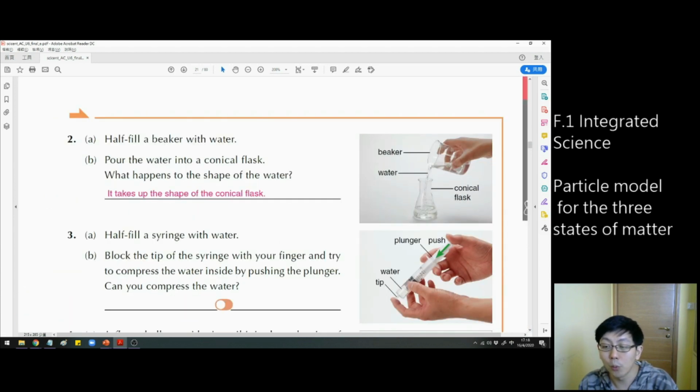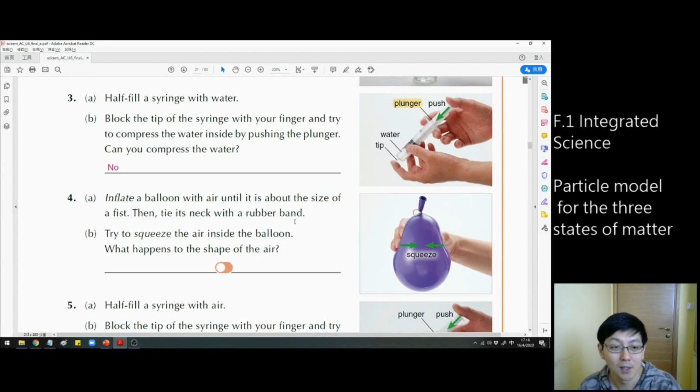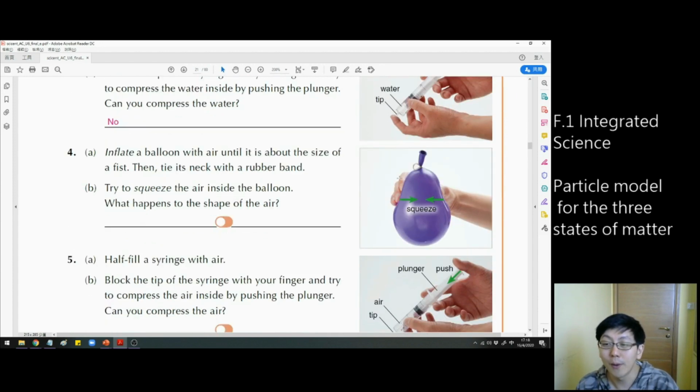And if we put the water inside a syringe and we push this thing, this is called a plugger. Can we compress the water inside? The answer is no. No matter how hard you press, you cannot. We cannot compress liquid. We have a special use in engineering. Engineers use it to make some machines.